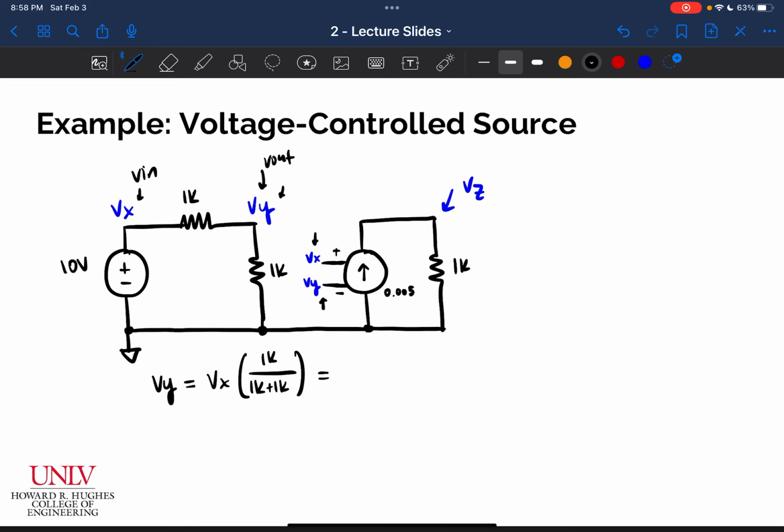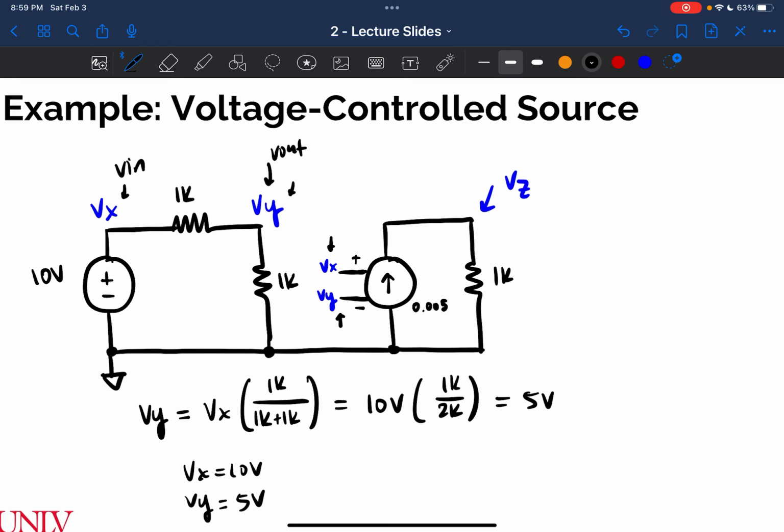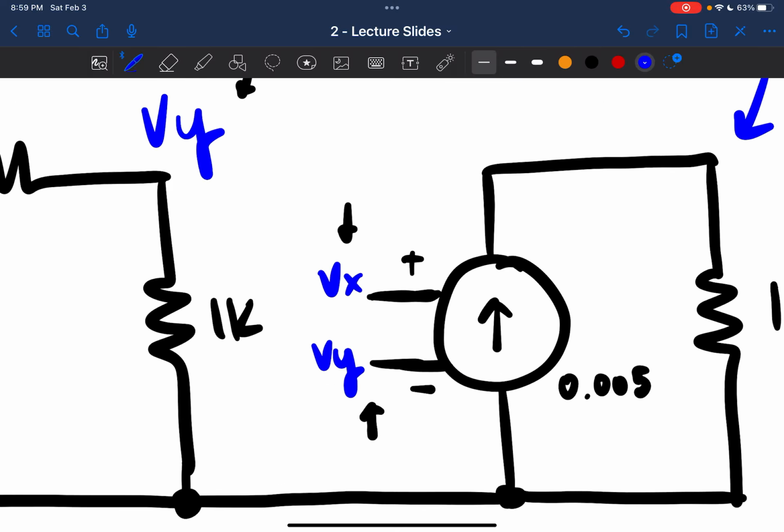So right off the bat, I should be able to write that Vx is 10 volts. 1K over 2K just halves it, and I get that Vy is equal to 5 volts. Okay? So I know Vx is 10. I know Vy is 5. And so that means that my input to my current source is a difference of 5 volts, or 10 minus 5. Let me go in there and just write these. This is 10. This is 5. And so the difference here is 5 volts.